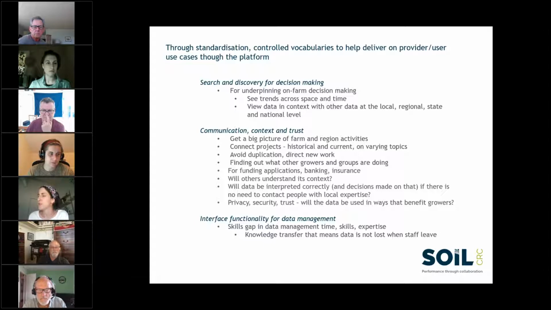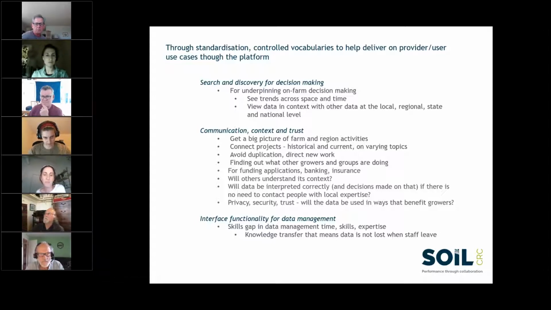The transfer of knowledge between staff members is also an issue. There's a lot of soil knowledge within some groups, and when staff move on, being able to pass on that knowledge.